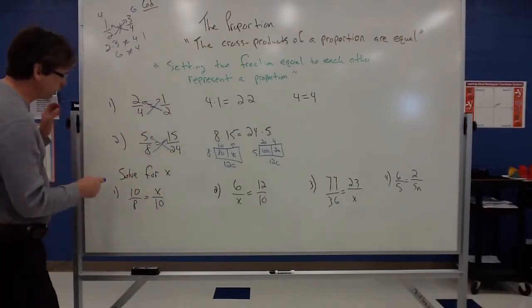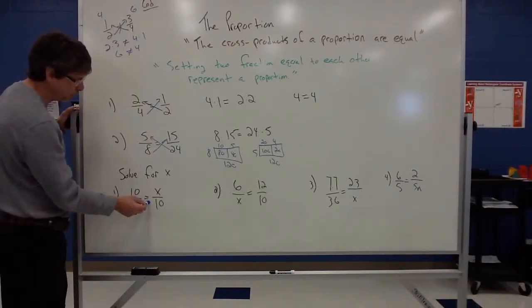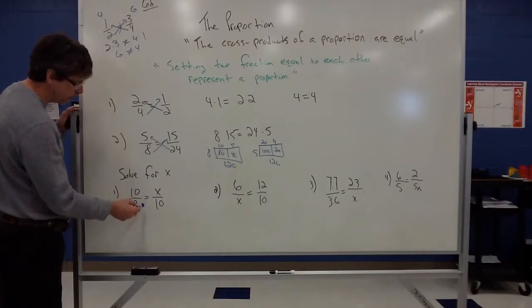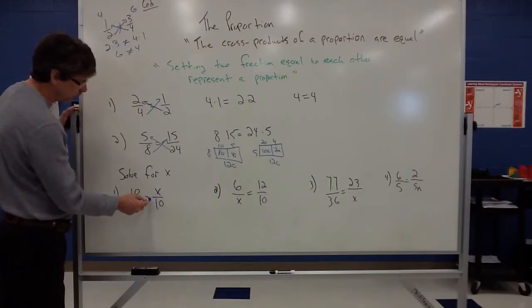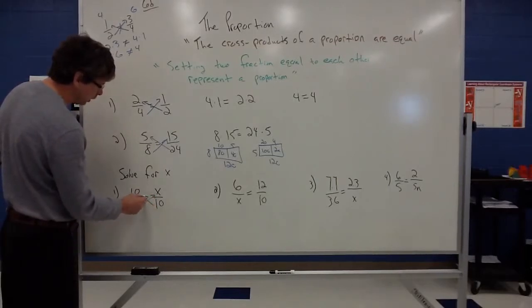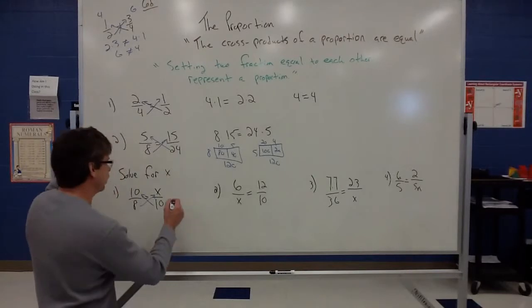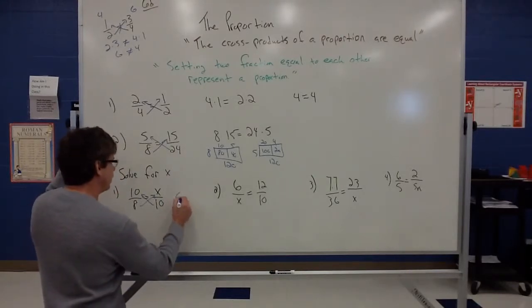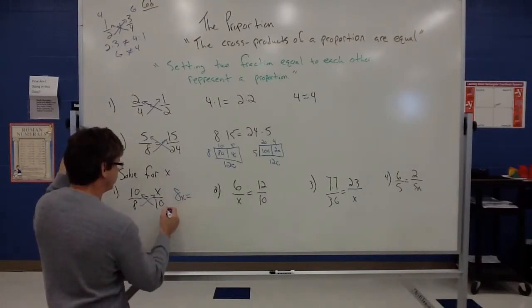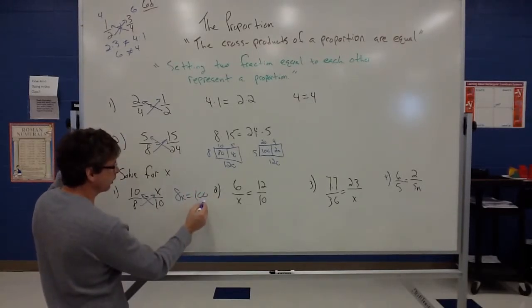So if I look at this problem right here, we want to make this a proportion, which means we want this to be a true statement. So what we're trying to figure out is 8 times what number is the same thing as 10 times 10. If I use my cross product, what this says is 8x has to equal 10 times 10, which is 100. So 8 times what number is 100?